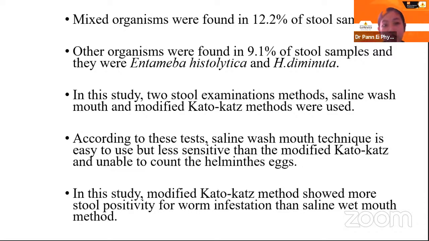In this series, two examination methods were used. The saline wet mount technique was easy to use but less sensitive than the modified Kato-Katz and unable to count the helminth eggs. In this study, the modified Kato-Katz method showed the most positivity for worm infestation.